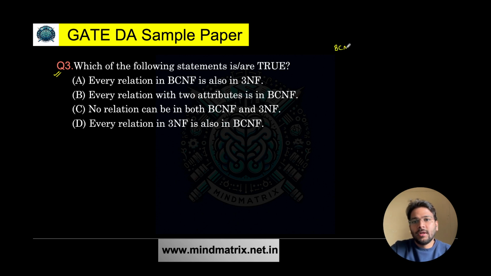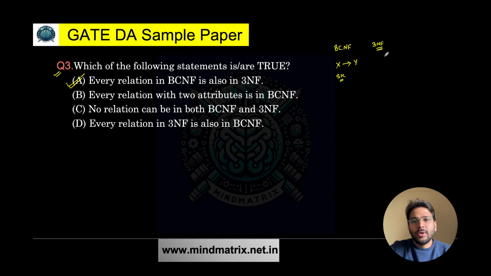If you talk about BCNF, let's say we have this functional dependency X determines Y. So when can we say this is in BCNF? When X is your super key. If this is the condition, then your relation is always in BCNF. And to be in BCNF, first it has to be in 3NF. That is also true, right? So can we say every relation in BCNF is also in 3NF? Yes, first it has to be in 3NF, then only we can check for BCNF. So option A is true.